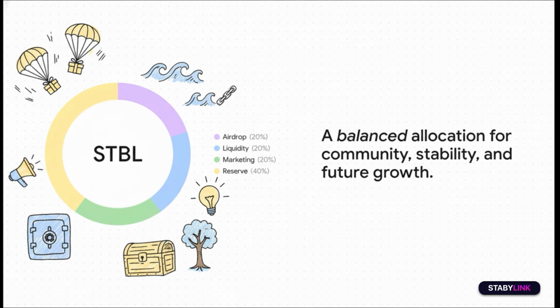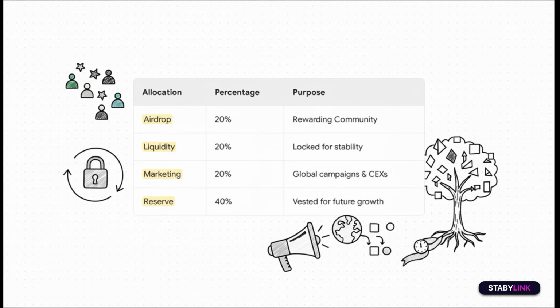So how are those 1 billion tokens getting divvied up? This chart gives us a really clean breakdown. You can see there's an even 20% split for the community airdrop, for liquidity, and for marketing. And then the biggest slice of the pie, 40%, is set aside in a reserve for the future. And this table here adds the why behind those numbers. That airdrop, that's all about rewarding early adopters and building a community from day one. The liquidity portion is absolutely critical for stable trading, and it's locked. Marketing is pretty straightforward, getting the word out and funding exchange listings. And that big 40% reserve, it's vested and locked, meaning it's earmarked for long-term growth. It's a strategy that seems to balance community, stability, and future development pretty well.